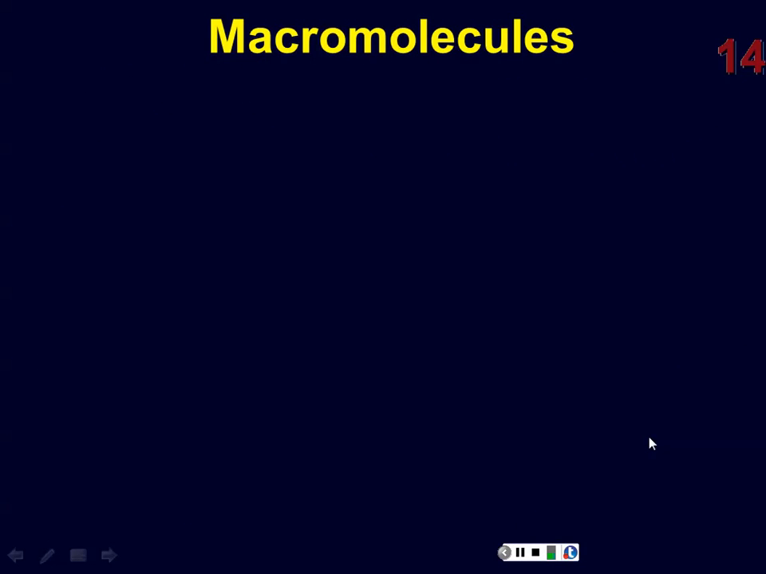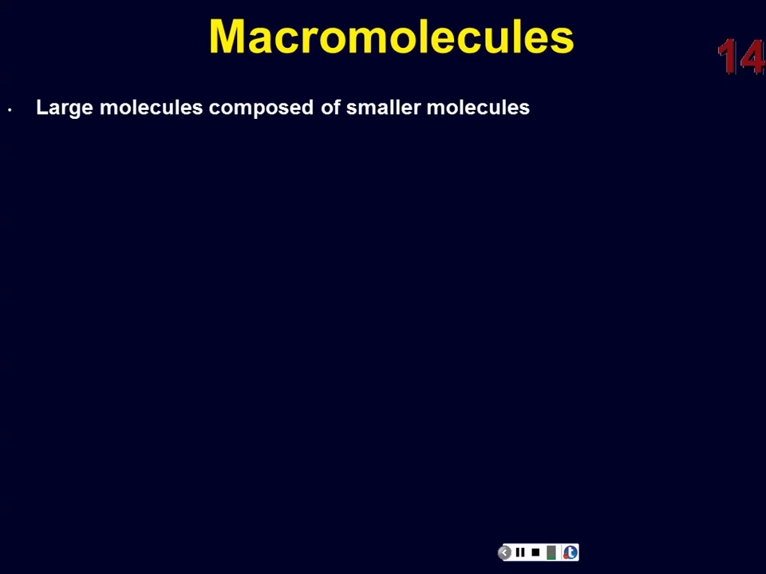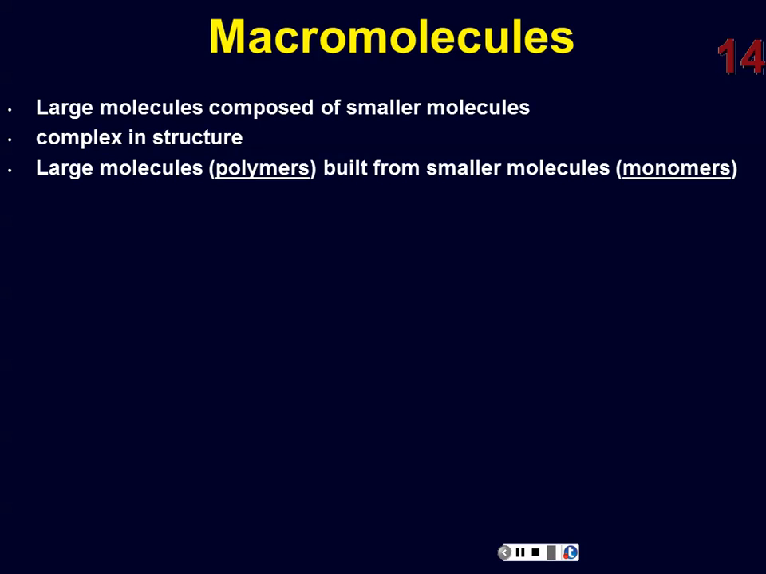Okay. These carbohydrates, lipids, proteins, and nucleic acids, we're going to call these organic molecules macromolecules because they are huge. They are large molecules, and they are composed of smaller molecules. They are very complex in structure, very complex. So we're going to call them macromolecules. They're large molecules, a polymer, but they're built from smaller molecules that we're going to call monomers.